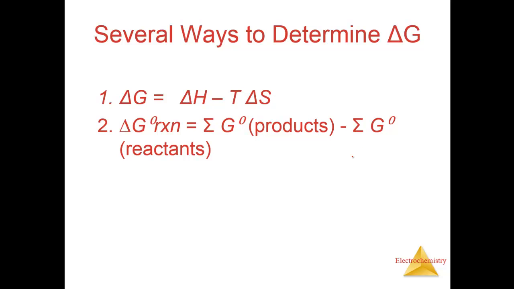Now, I don't think I explained this in an earlier video very much, but delta G naught means at standard conditions, which is generally 25 degrees C and 1 atm. So it's warmer. It's like room temperature. It's warmer than STP, which is 0 degrees C. Okay.